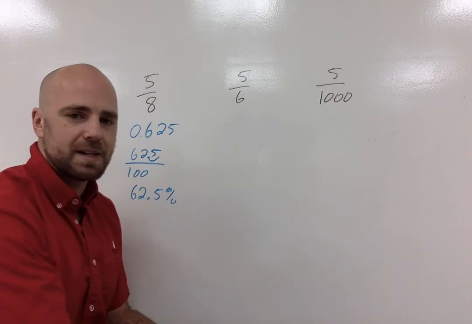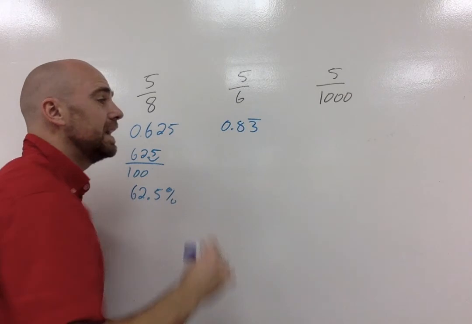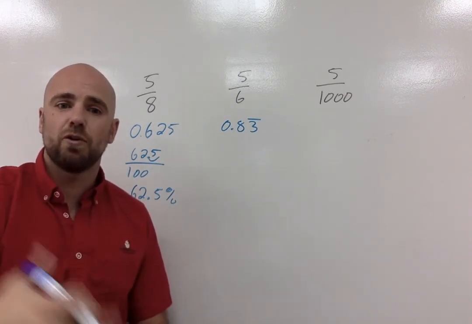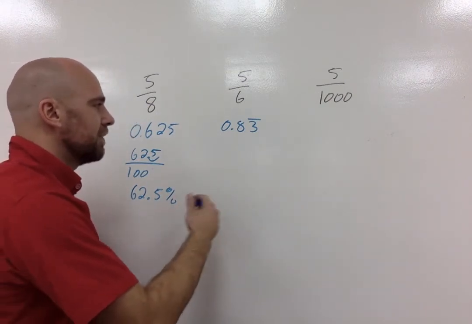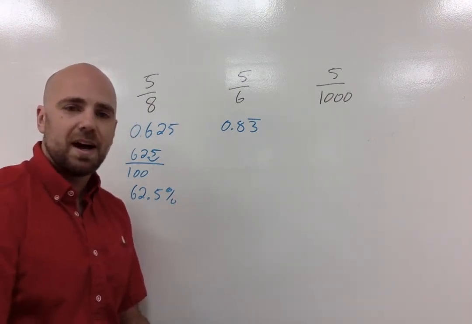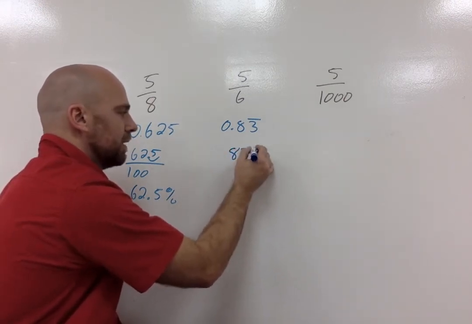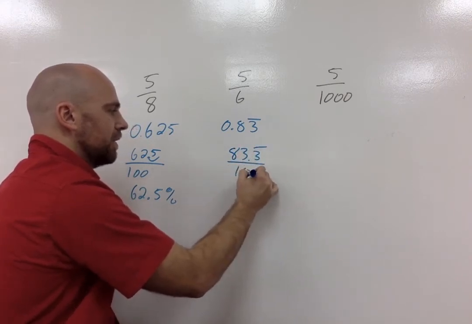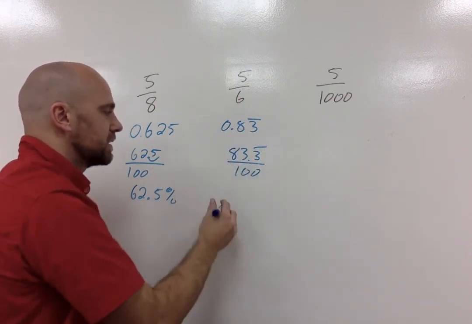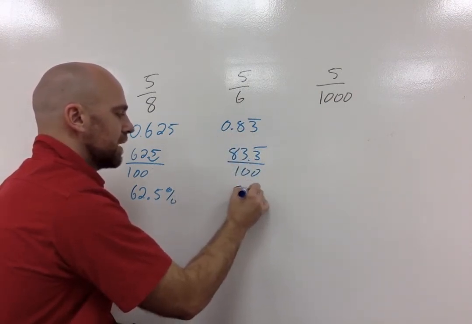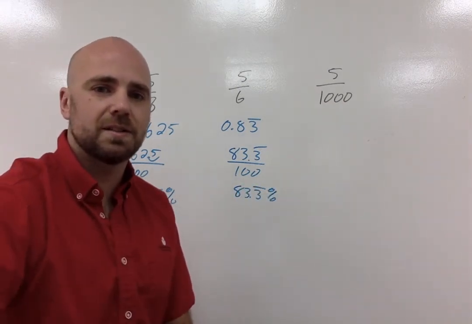All right. So for the next one, if we do the calculation, 5 divided by 6, you're going to get 0.8 and then 3 repeating. That's what the line means. It means the 3 goes on over and over and over again. All right? So, what am I going to have? I can't really put it as a decimal fraction. I guess I could. It would be 83.3 repeating over 100, which means my percentage is going to be 83.3 repeating percent. Okay, so that repeating doesn't really change.